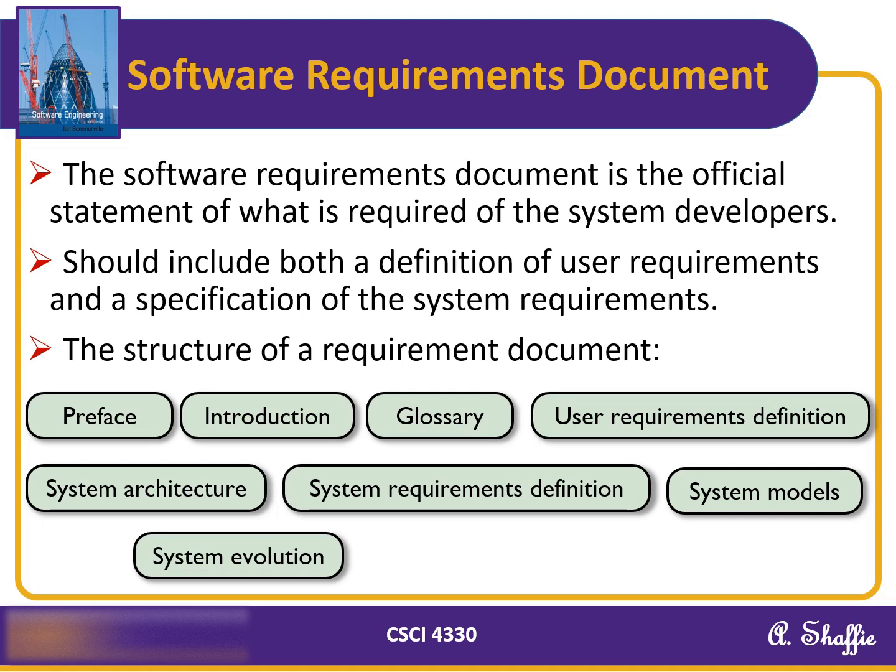System evolution, this should describe the fundamental assumptions on which the system is based and any anticipated change due to hardware evolution, changing user needs, and so on. Appendices, this should provide detailed information about, let's say, the database we are using, some description of this database, some description of the hardware that we have. And finally, we'll have an index.